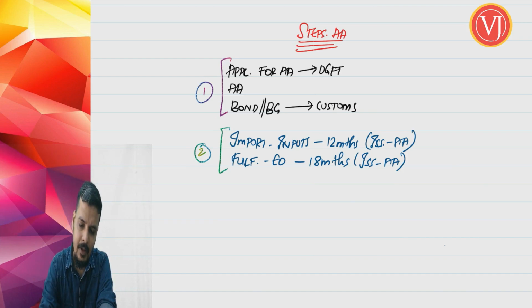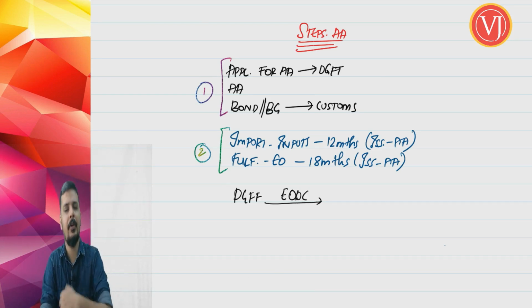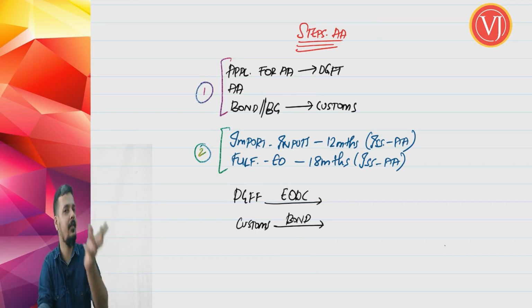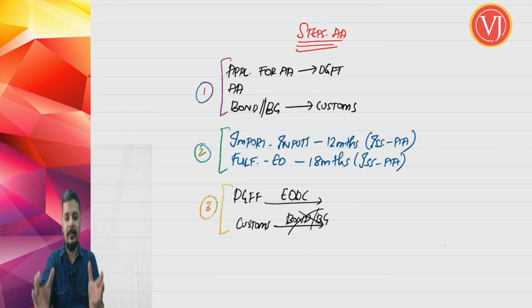Now what will happen? The last step. Your DGFT will give you an export obligation discharge certificate because you have fulfilled your export obligation, right? This copy of the export obligation discharge certificate will also be given to customs, and your customs will cancel your bond or your bank guarantee. So these are the broad steps.